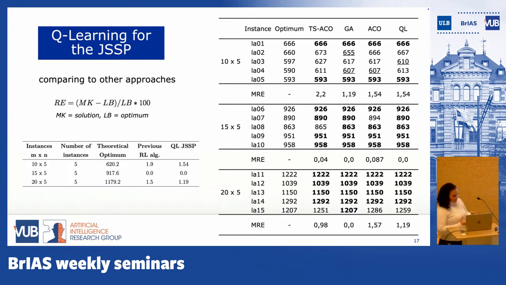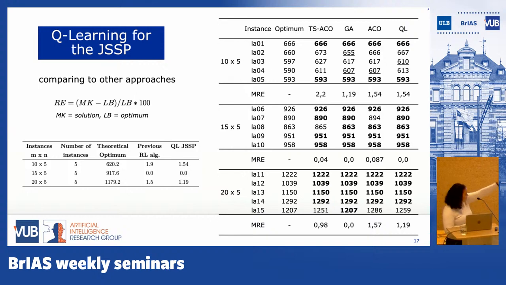There are instances with 10 jobs and 5 resources, 15 and 5, 20 and 5, and many more. For each of them, we did the experiments and took into account the mean relative error per group. Compared to the previous reinforcement learning algorithm, we can see that for each group, the algorithm was able to yield better results.